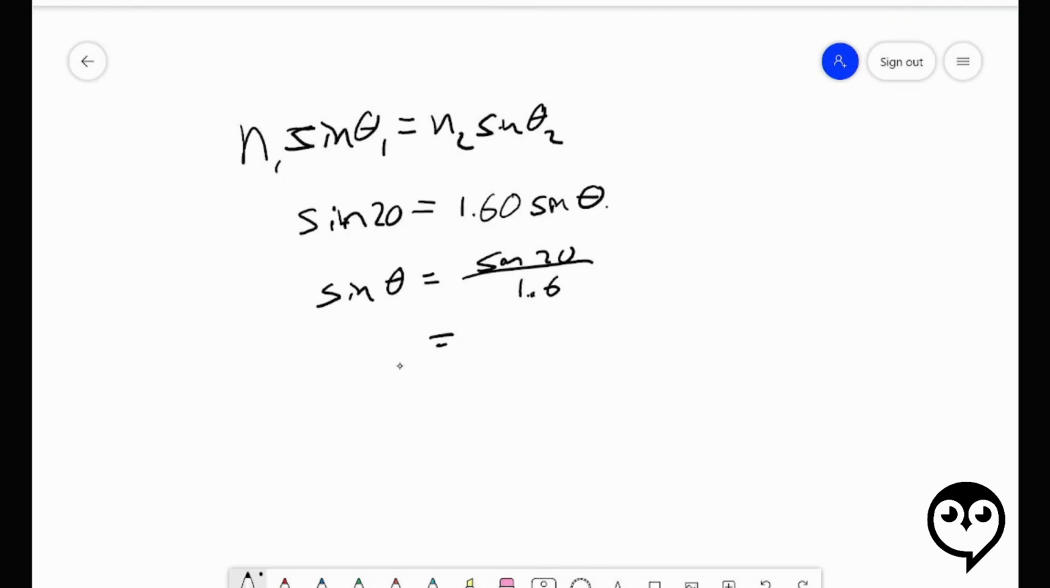And when you do the inverse sine of that, you should get a number smaller than 20. So I get 0.21, and if I do the inverse sine, then I get roughly 12 degrees.